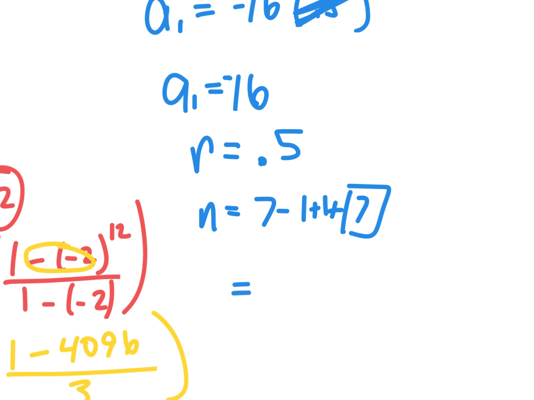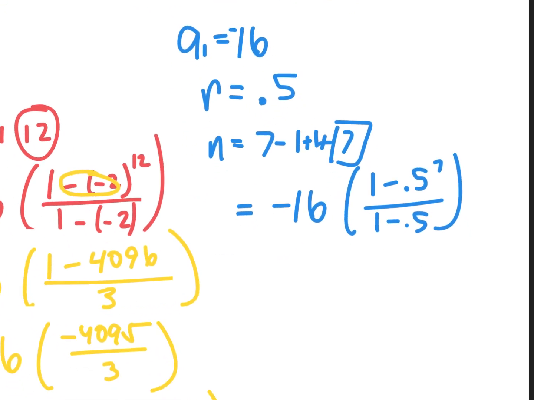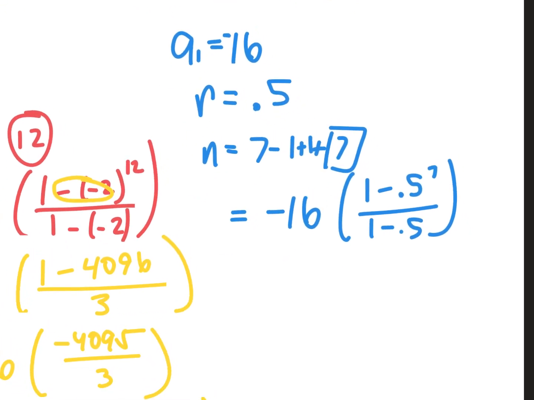Excuse me. So first term is negative 16 times 1 minus 0.5 to the 7th power over 1 minus 0.5. Everybody agree? Did I write it correctly? So negative 16, let's simplify within. Let's go ahead and say 0.5 to the 7th power. Whoa, what do you guys get?